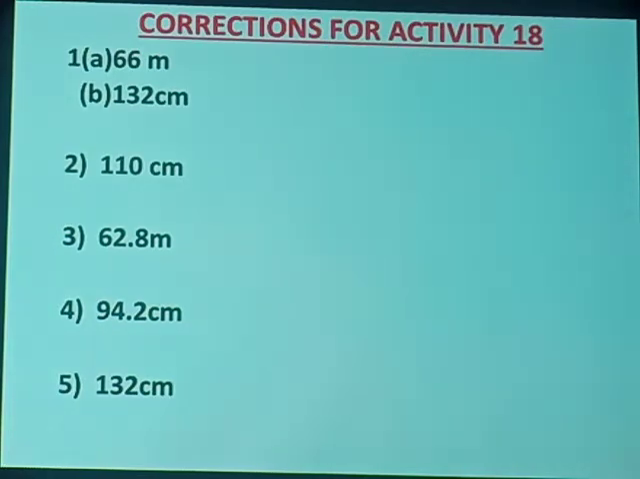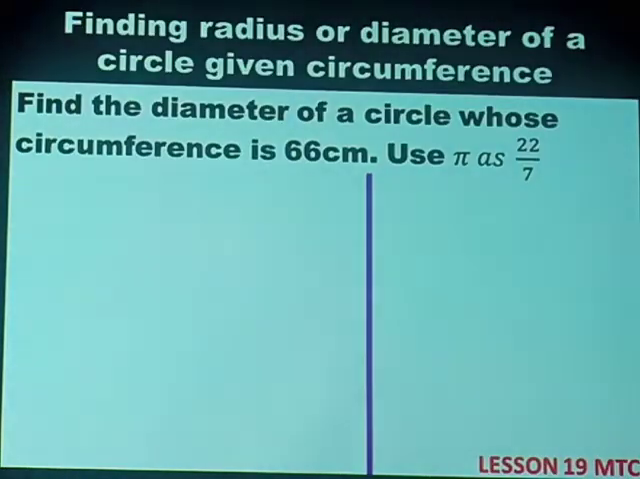132 centimeters. But remember, I'm here to take you through lesson 19. And in lesson 19, we want to look at finding the radius or diameter of a circle given circumference. Our subtopic is finding the radius or diameter of a circle given circumference.